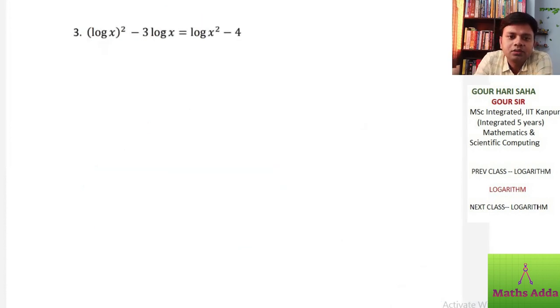Third one is log x whole square minus 3 log x is equal to log x square minus 4. So this can be simplified, this will go outside, right? So this is actually 2 log x. So I see all log x.